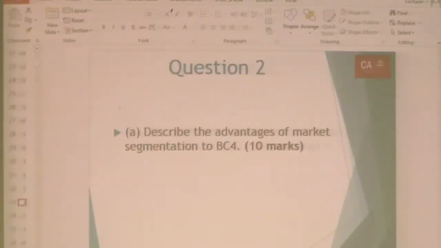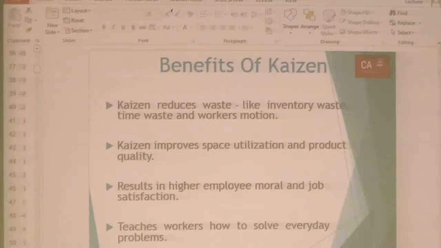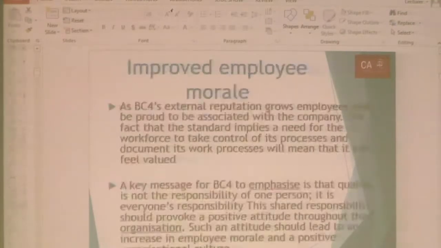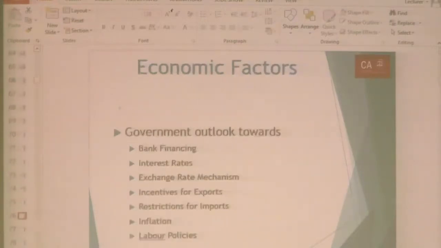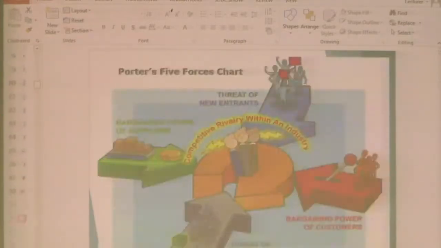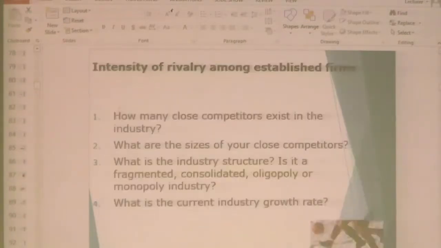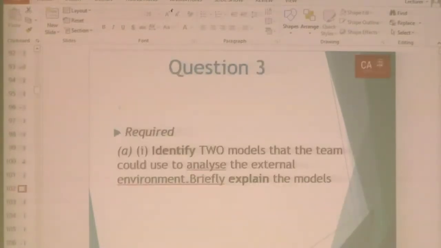This was question number 3, so we skipped question number 2. There you go, question number 3. The reason I am bringing this up is because this is Porter's 5 forces. Right? Identify 2 models that the team could use to analyze the external environment.